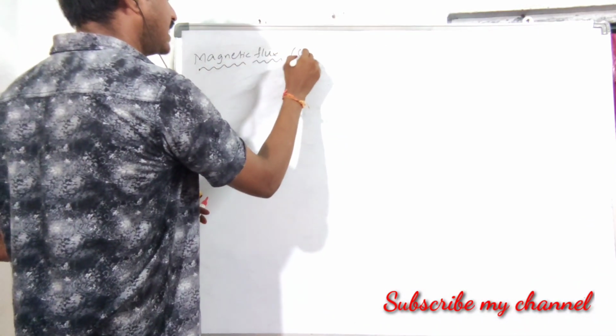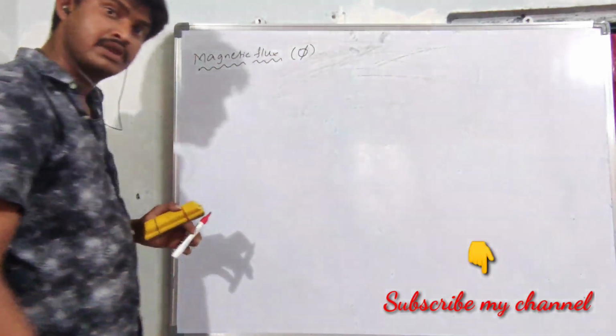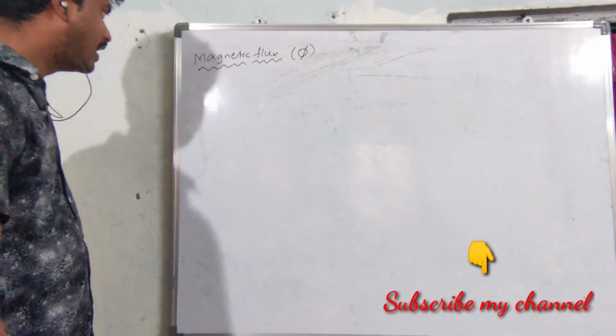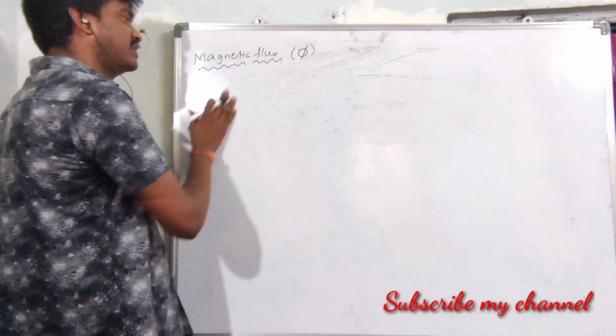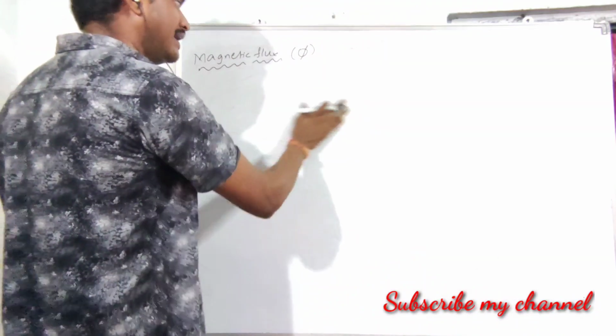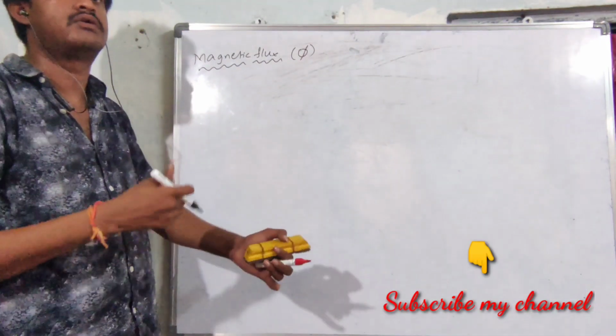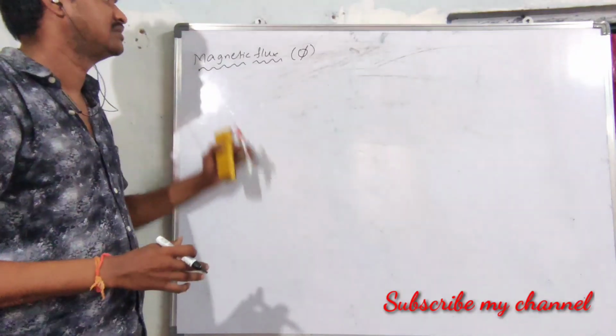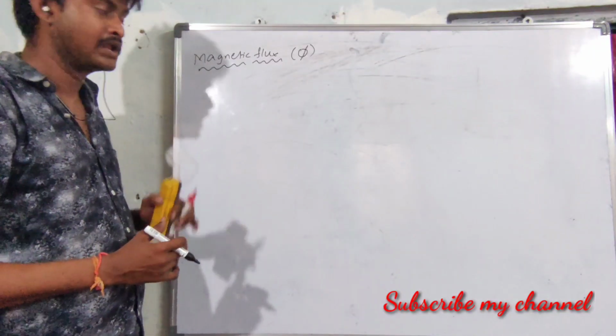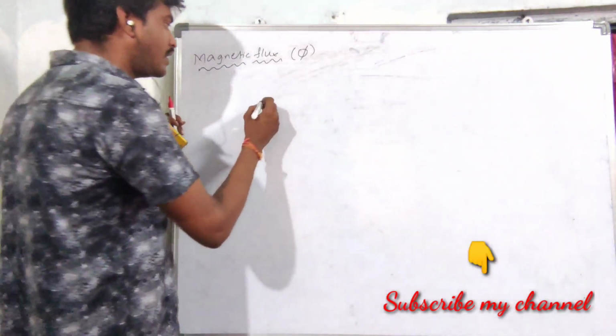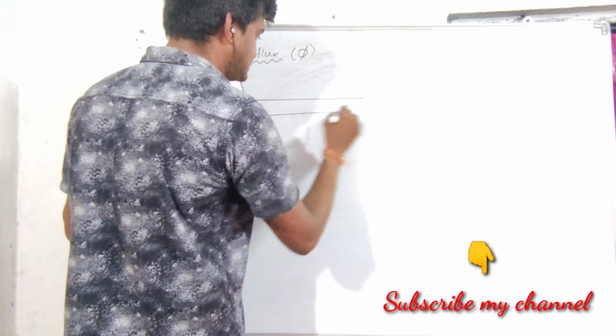We are denoting magnetic flux by phi. Now what is magnetic flux? The definition: the number of magnetic field lines passing through a given surface or area. That's nothing but what we call magnetic flux. Now we can see here the magnetic field lines we are taking.